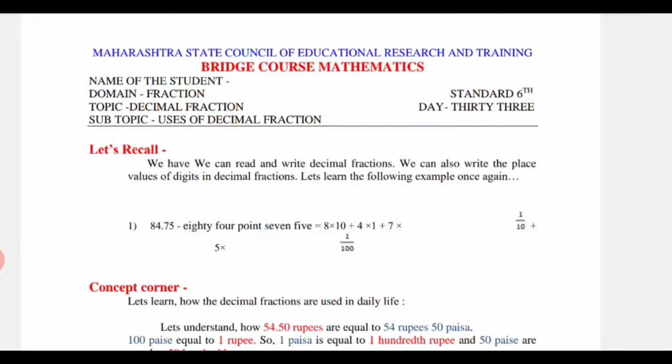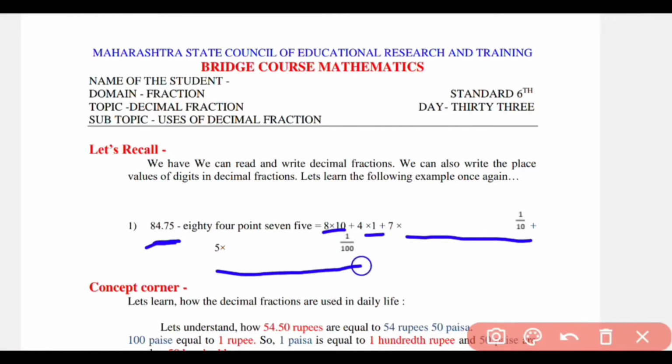So we can also write the place values of digits in the decimal fraction. Let us learn the following example once again. The example is 84.75. This number is given over here, and how it can be written in the expanded form is also given: 8 multiplied by 10 plus 4 multiplied by 1 plus 7 multiplied by 1 upon 10 plus 5 multiplied by 1 upon 100, because we all know the places and place values, we have done them before also.